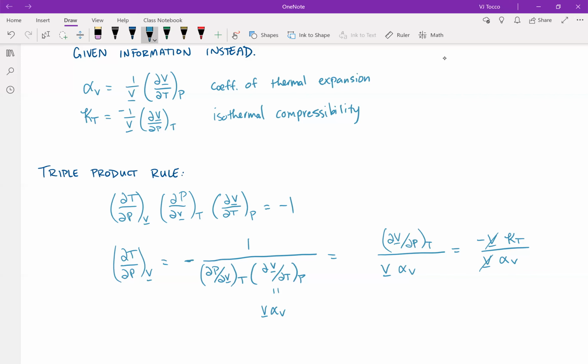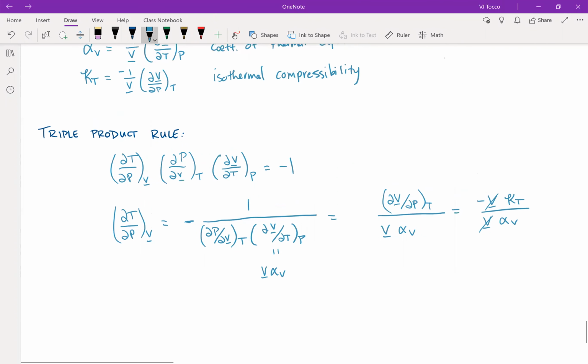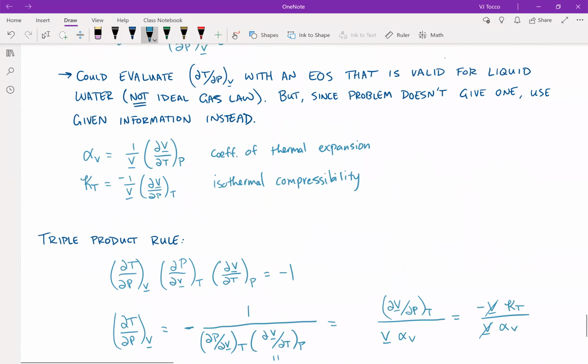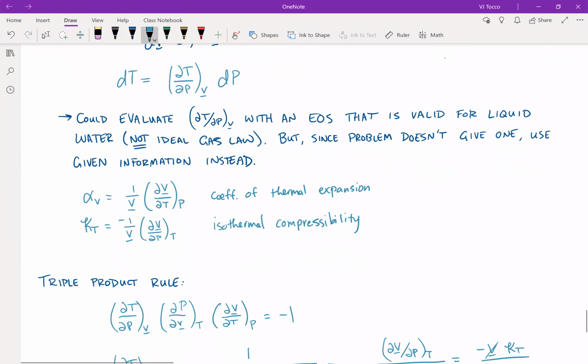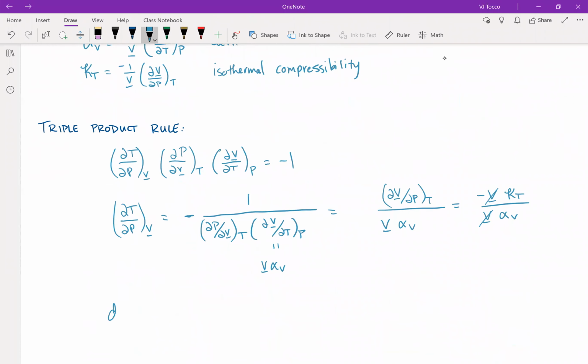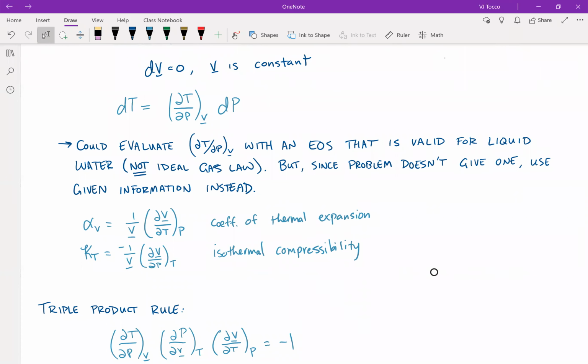Those will cancel, and we are left with simply dT/dP at constant V is equal to the ratio of the isothermal compressibility over the coefficient of thermal expansion. So plugging back into my equation above, where I say that dT is equal to that partial derivative, it's minus kappa over alpha times dP. Did I get that right? Yes, I got that right above.